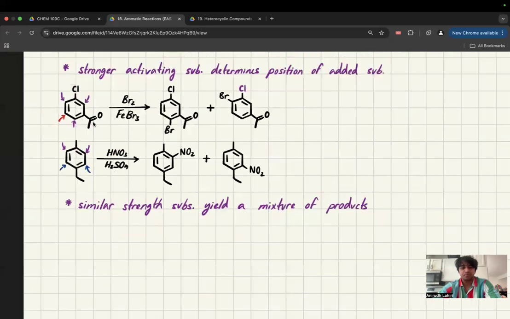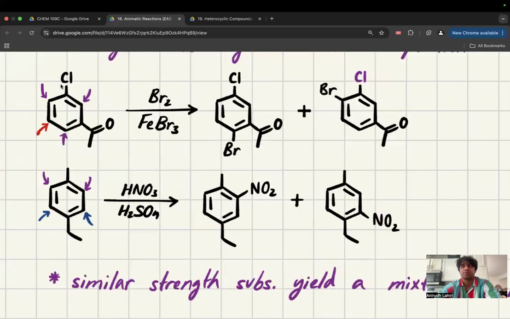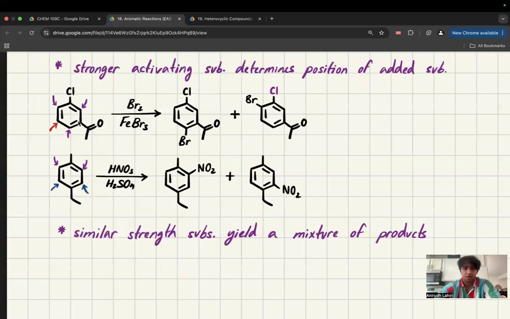Okay. Similar strength substituents yield a mixture of products, right? So if we have two groups that would preferentially add in different positions, we're just going to get a mixture of them because neither of them is really a dominating presence. So you kind of have approximately the same electron density across the ring. Okay.